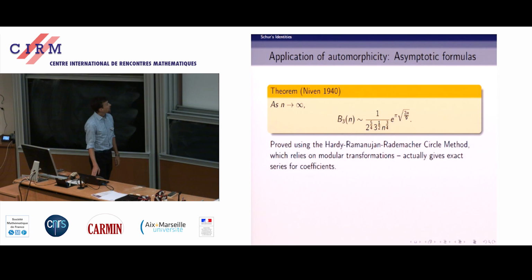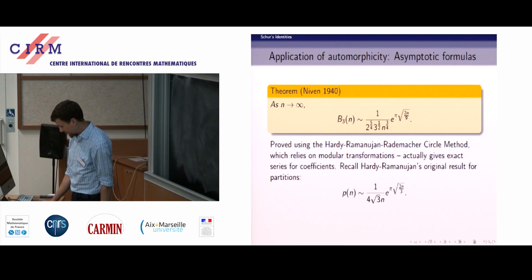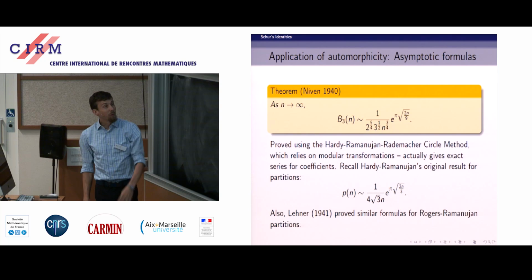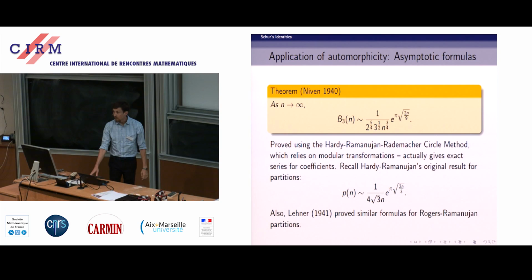And of course, this is just the leading term. You actually get an exact series involving Kloosterman sums and Bessel functions, much like Scott showed for the partition function. Just for kicks and for comparison, here's that leading term, which Scott did not include. And also, I'm not going to write down this formula, but Lehner did the same thing for the Rogers-Ramanujan functions, which were those level 5, essentially, modular functions.